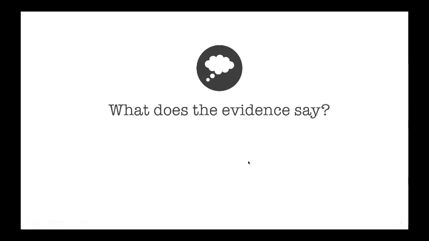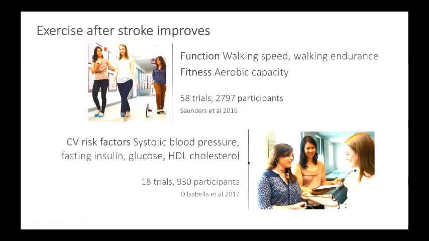So the evidence is clear that exercise can be helpful for the stroke population. A Cochrane review at the top, it shows now there's almost 60 trials of nearly 3,000 participants. When the combined effects of all of these studies are examined, fitness can improve function. That includes walking speed and walking endurance, but also improves fitness, aerobic capacity. So if we're starting to move the dial, we can show that we can move the dial on that.